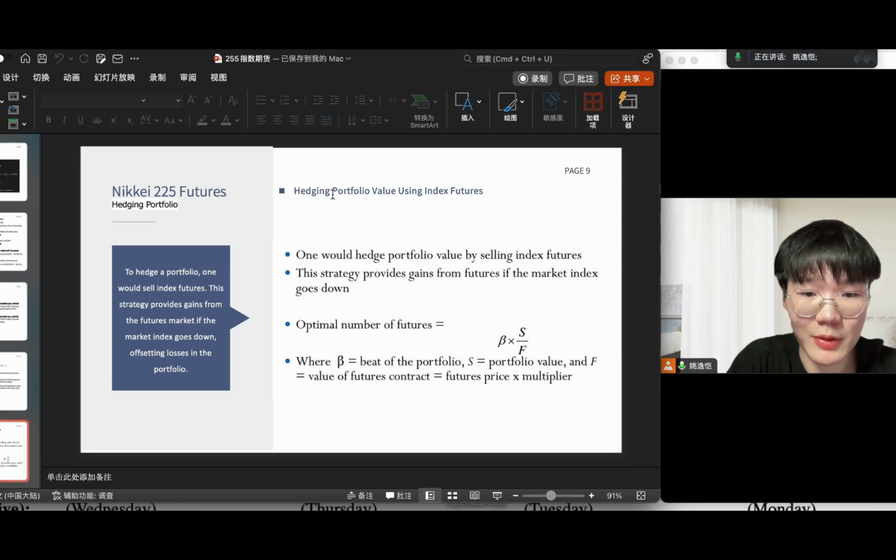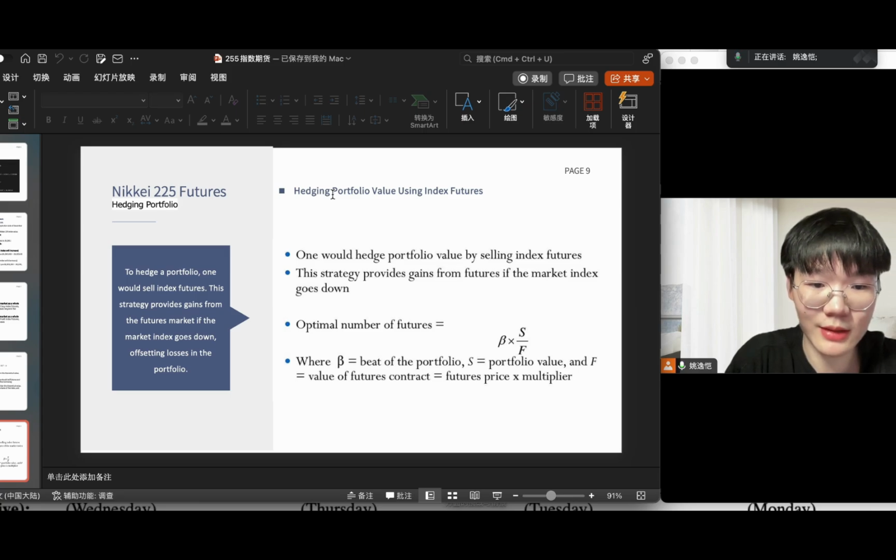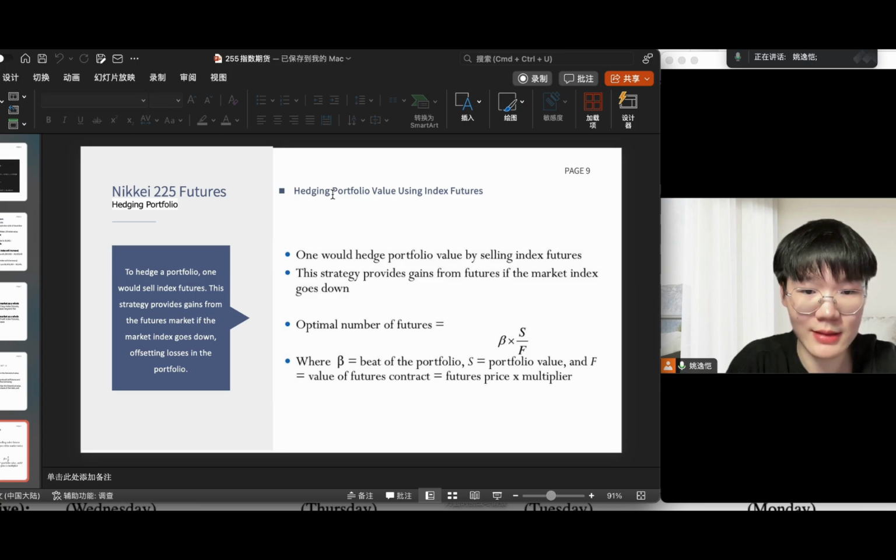And then last but not least, I will talk about hedging portfolios using the index futures. When a person owns a portfolio of a basket of index stocks, they can sell, or we say short, the index futures. And if the market index decreases, the gains in the futures market will offset the loss in the portfolio.